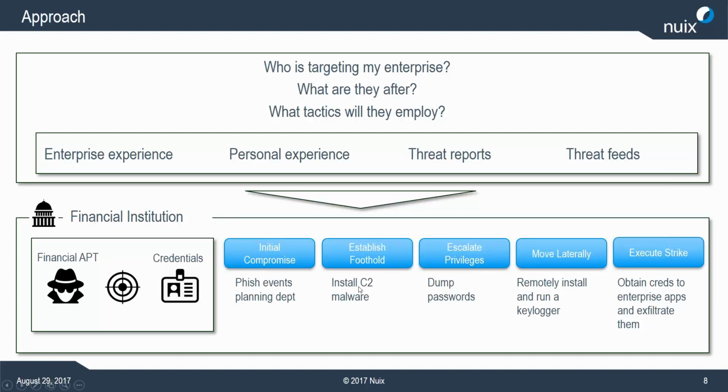So in this particular scenario that we might posit here, we might start with a phishing attack on events planning, moving over to the installation of command and control malware, escalating privileges by dumping out passwords, moving laterally by remotely installing and running a keylogger, and then obtaining credentials to enterprise application and exfiltrating them. So again, this is just an example and a way to begin to structure a hunt.